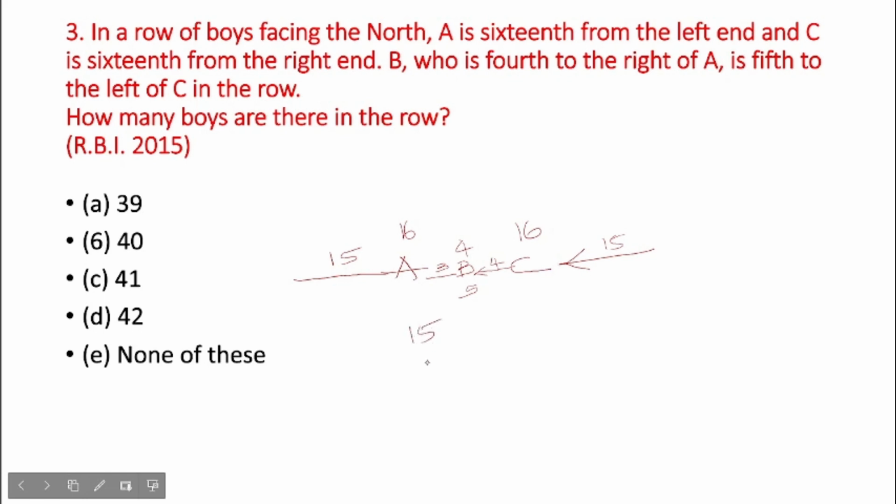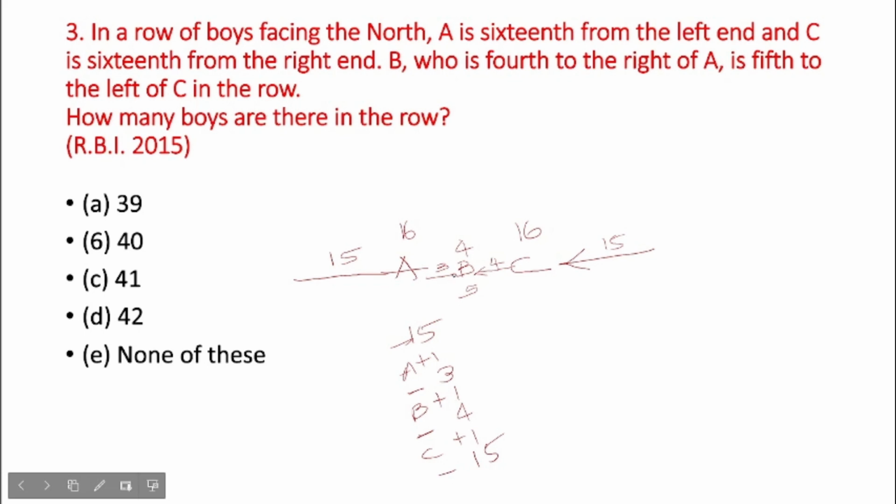15 and A. The number of people between A and B is 3. And we have B. The number of people between B and C is 4. And we have C and 15 people after C. So here 15 people before A. This is A. This is B. Number of people between A and B. This is C. Number of people between B and C. We have the number of people after C.